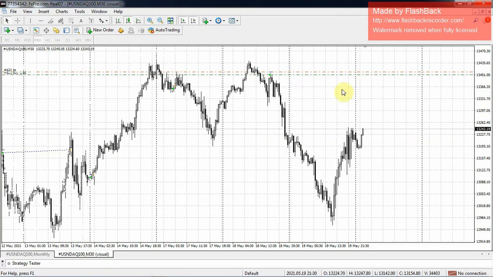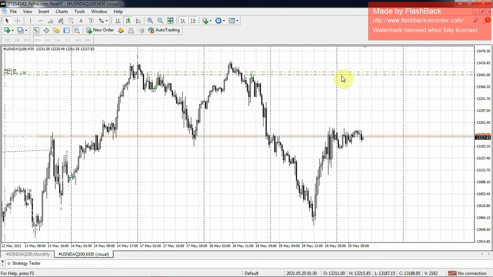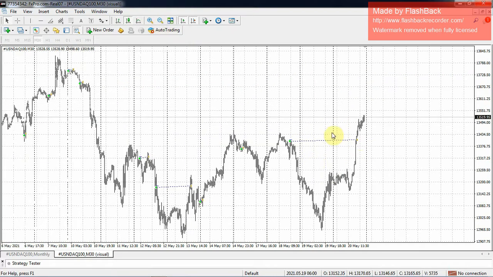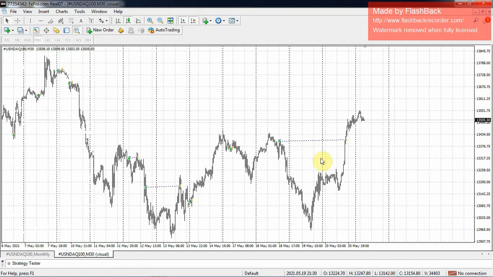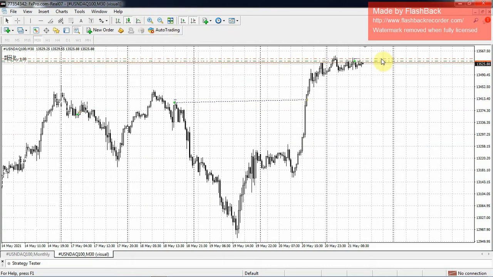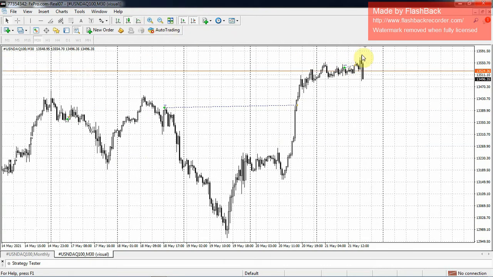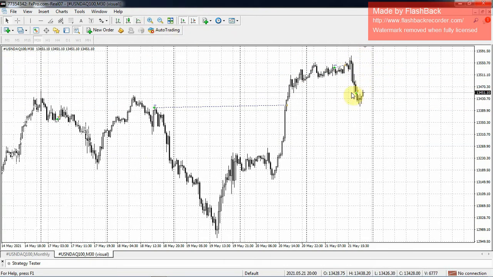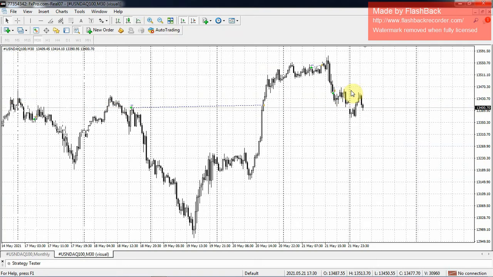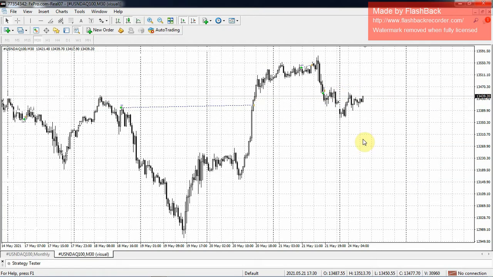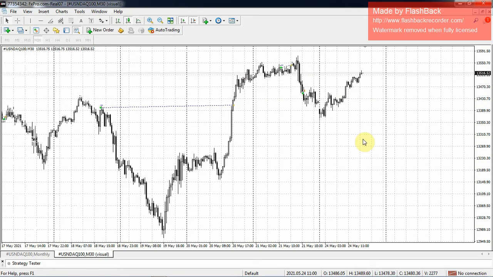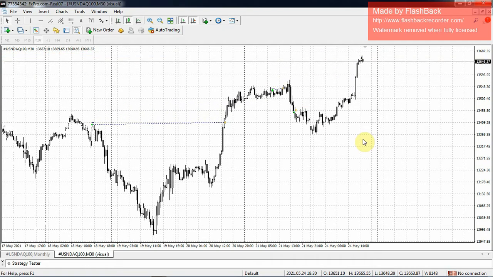I want you to see this so that you don't have fear once you start using this robot. I don't want you to have fear of jumping in the market. We are buying and selling on strategic points. The market will always bounce back to hit our take profits, as you can see in these trades. I'm showing you this strategy backtest so that you don't trade with fear once you start using this robot.